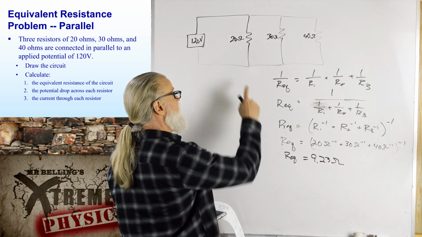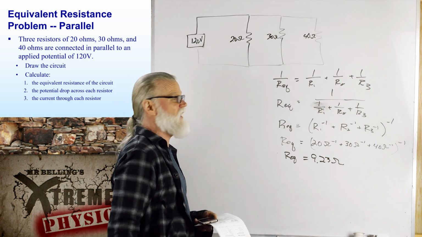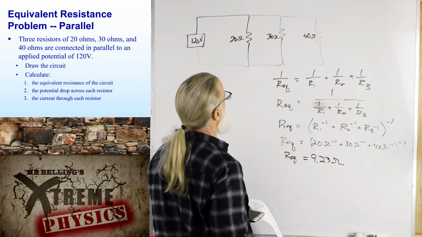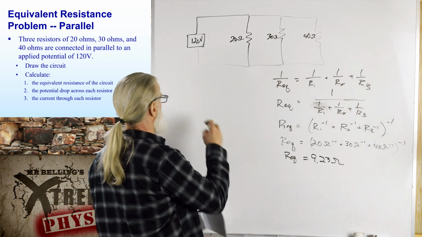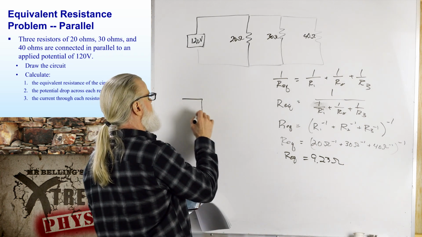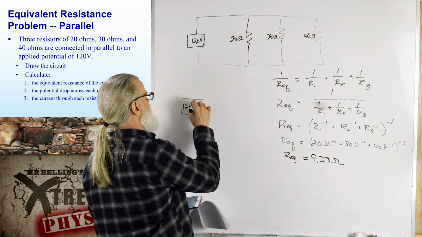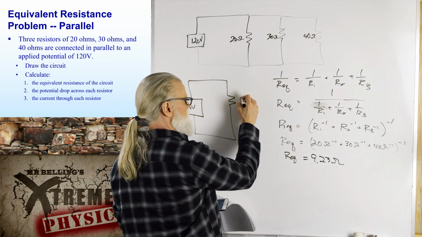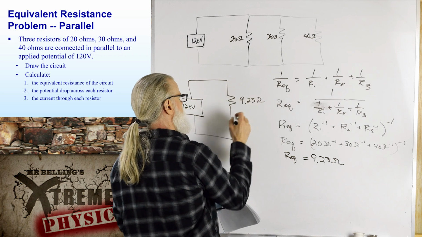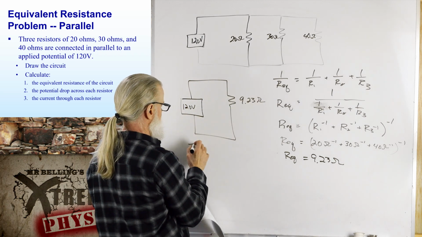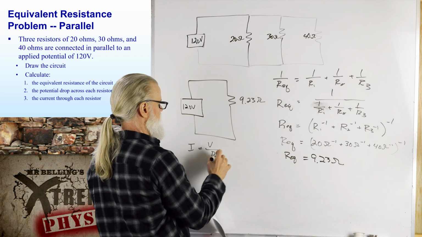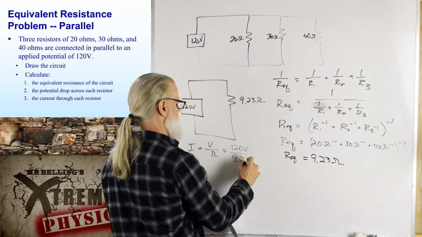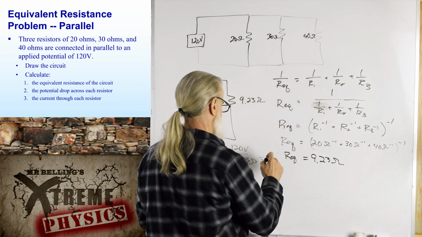So always look at your answer. Is it smaller than the smallest resistor in parallel, but not ridiculously small? Make sure that that's the case. All right, so that's reasonable. Now the reason we do that is because now we can figure out the current through that voltage supply. Here's our equivalent circuit. It's 9.23 ohms as the resistor, and we can figure out the current. I equals V over R, which is 120 volts divided by 9.23 ohms, which is 13 amps.